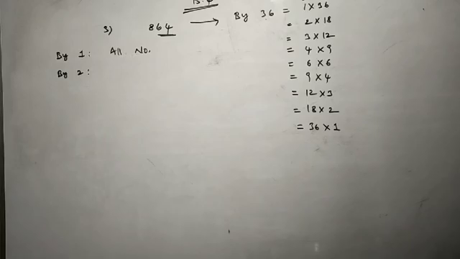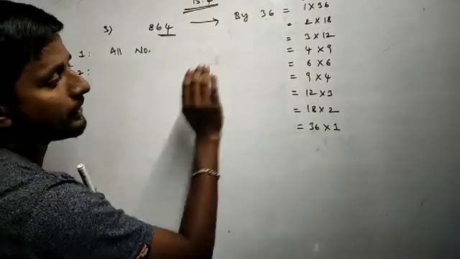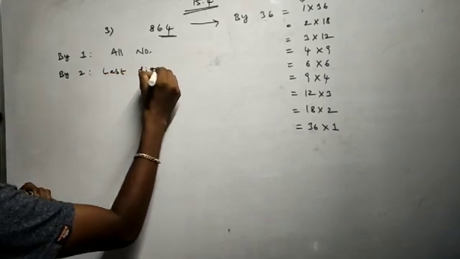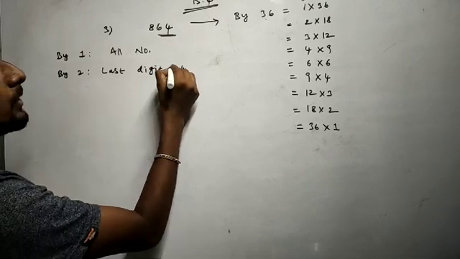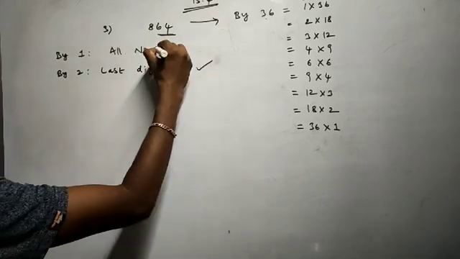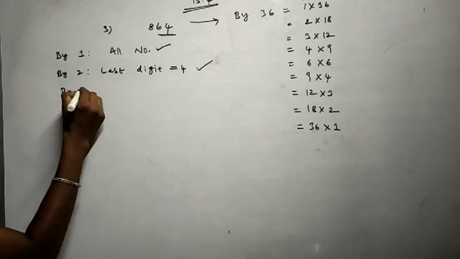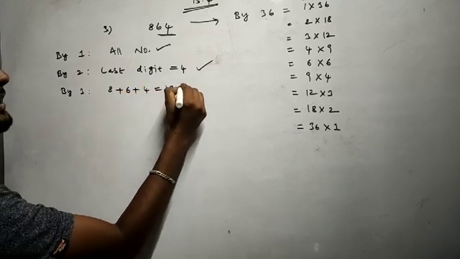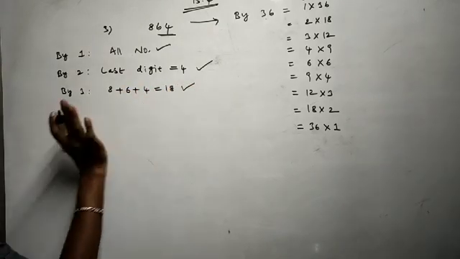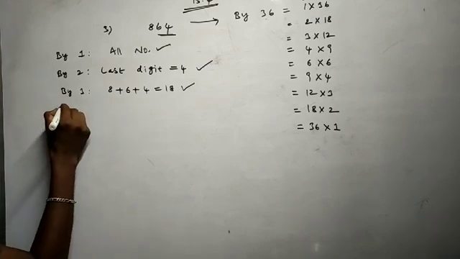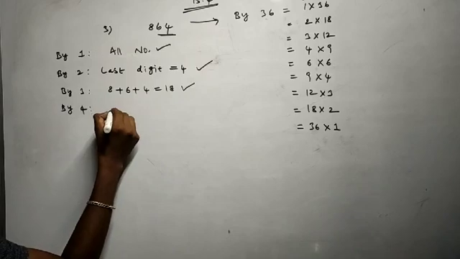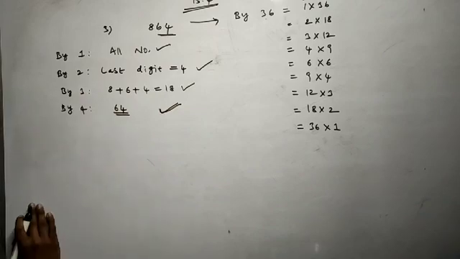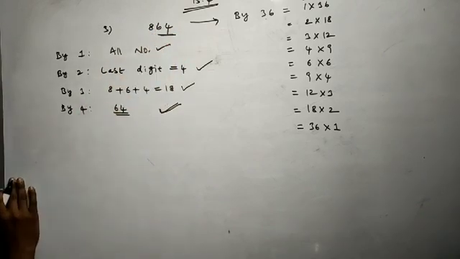Now we'll check with all the factors of 36. By 2, last digit, we know. We'll write in short form, beta. Last digit 4. Correct? So it is also divisible by 2. Correct? Right. Next by 3. By the 3 rule, sum of the digits. So that means 8 plus 6 plus 4, answer 18. So 18 is divisible by 3. So 864 is also divisible by 3. Correct? By 4, last digits 64. Already in the problem solving we checked it. Yeah, 64 is divisible by 4. So 864 is also divisible by 4.